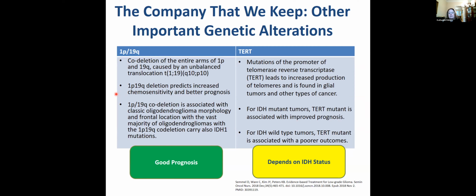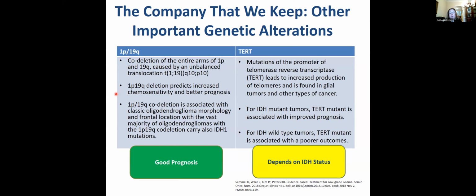Now, TERT is a mutation in the promoter of telomerase reverse transcriptase, and it increases the production and the maintenance of telomeres. And it is commonly found in glial tumors. It's actually one of the more common mutations in primary glioblastoma. It's also found in other cancers. And what's interesting here is it's really important to know the IDH status before you know the TERT status, because it's really about the company you keep. What is the IDH status of those tumors?